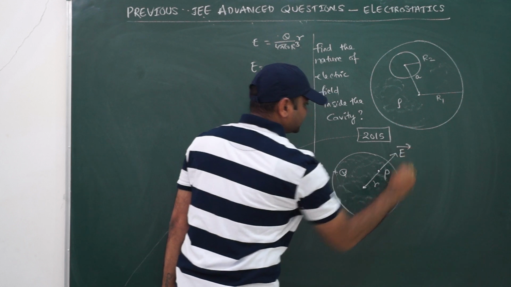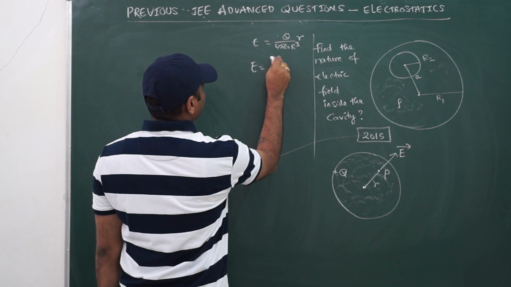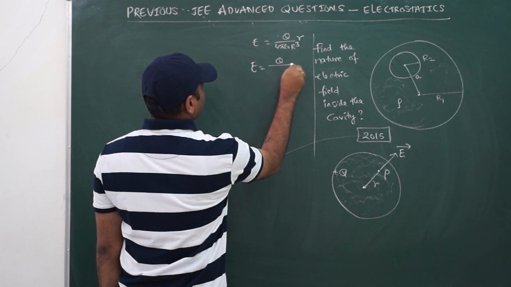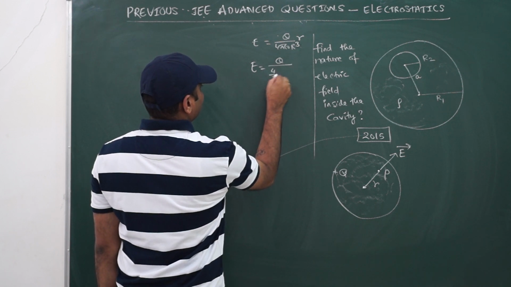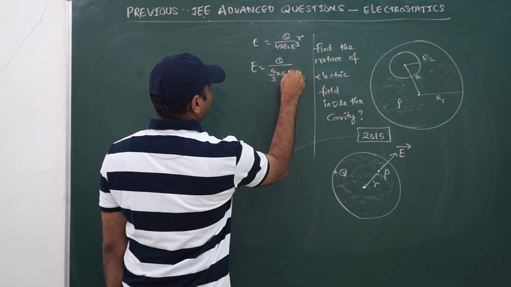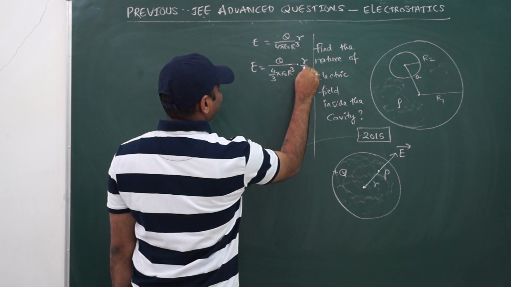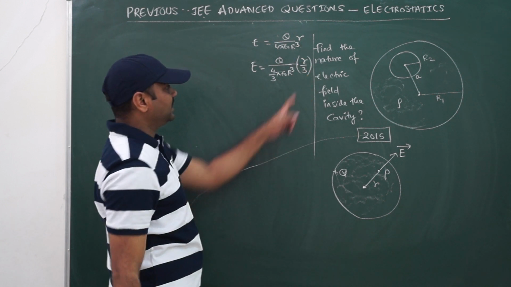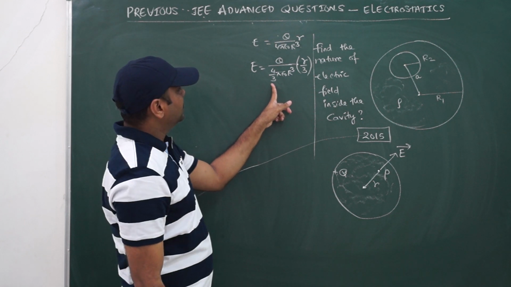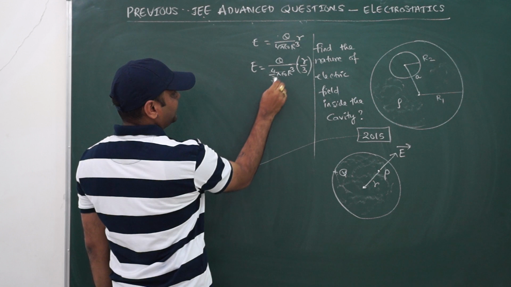This is the field direction. So the field magnitude I can write down. This is Q by 4 by 3 pi epsilon naught R cube into R by 3, because 3 I have taken additionally, and 3 and 3 have to be cancelled out. So why am I writing it like this? Because Q by 4 by 3 pi R cube.